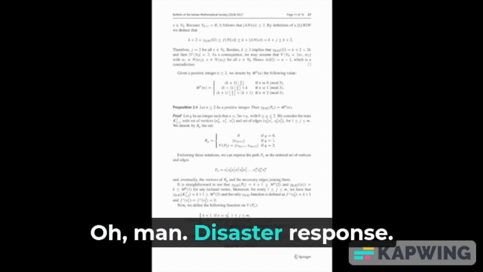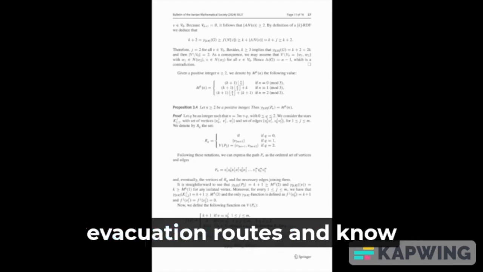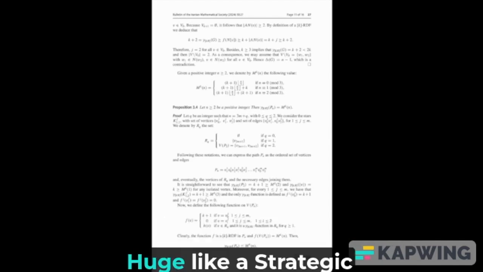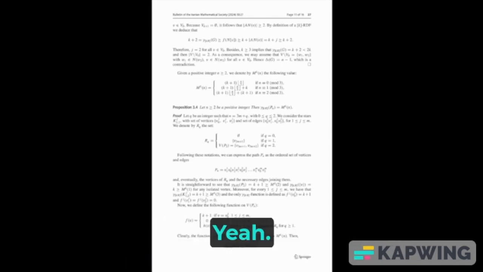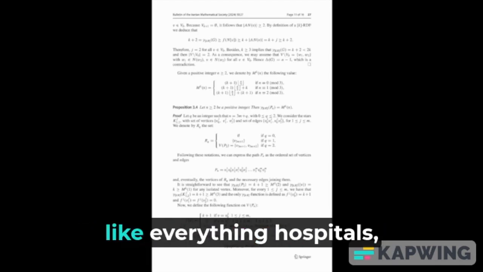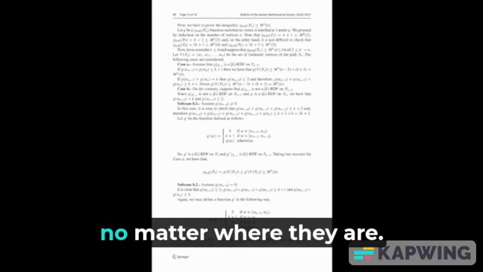Oh, man, disaster response, right? Like a natural disaster hits, you could analyze all the roads, evacuation routes, and know exactly where to put aid stations, shelters, all that. It'd be huge, like a strategic command center. Yeah. Or think about healthcare. This could change how we do, like, everything. Hospitals, clinics, even those mobile units, you could make sure everyone gets care fast no matter where they are.